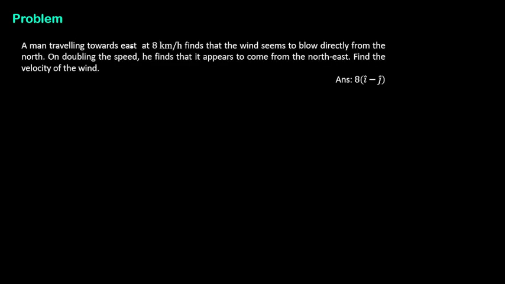A man traveling towards east at 8 km per hour finds that the wind seems to blow directly from the north. On doubling the speed, he finds that it appears to come from the northeast. Find the velocity of the wind.